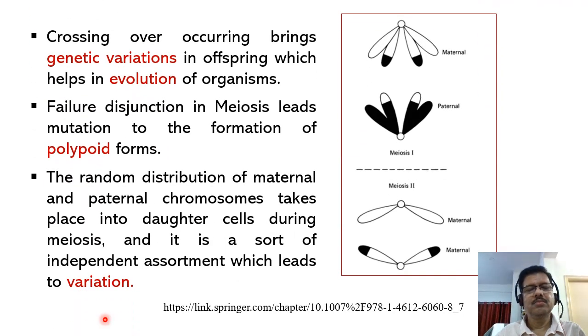The crossing over occurring brings genetic variations in offspring, which helps in the evolution of organisms. Failure of disjunction in meiosis leads to mutation and ultimately to the formation of polyploid forms. The random distribution of maternal and paternal chromosomes takes place into daughter cells during meiosis, and it is a sort of independent assortment which leads to variations.